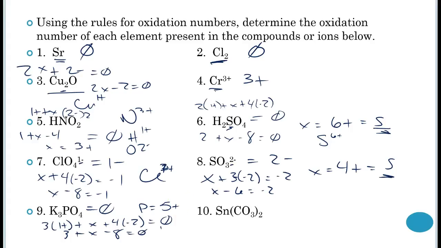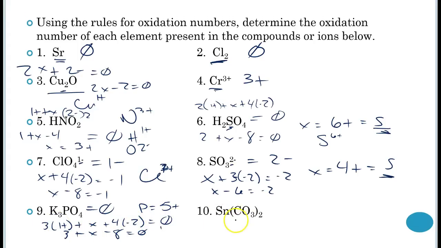Sometimes oxidation numbers, particularly for the nonmetals, they bounce around a little bit. Kind of like our Roman numerals did with the transition metals. They bounce around a little bit. So that's the oxidation number of phosphorus. Oxygen would be -2 and potassium would be +1.